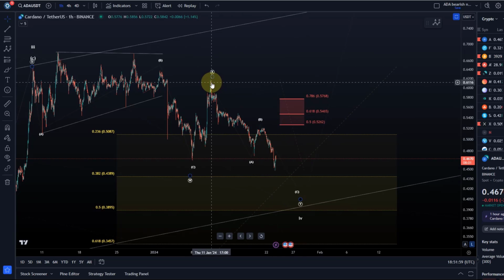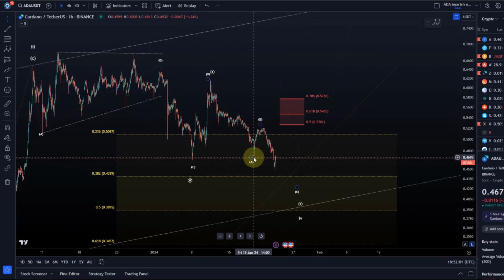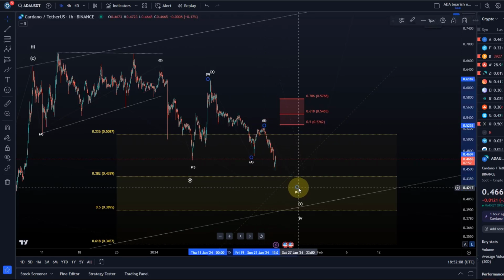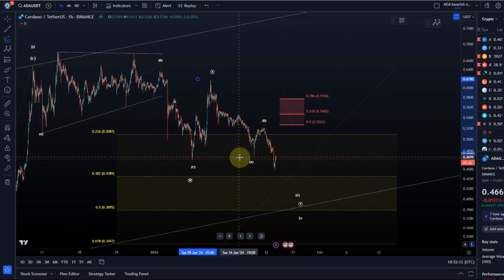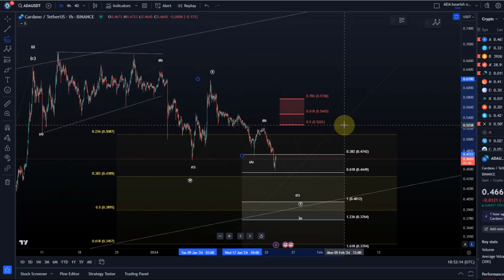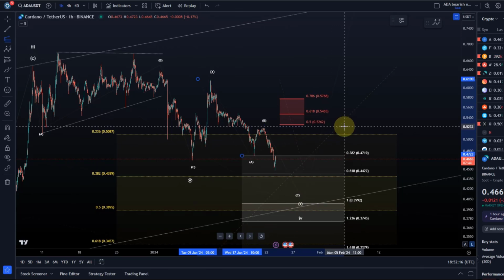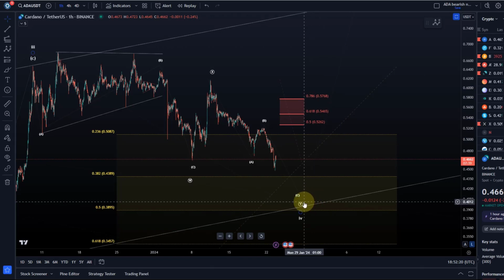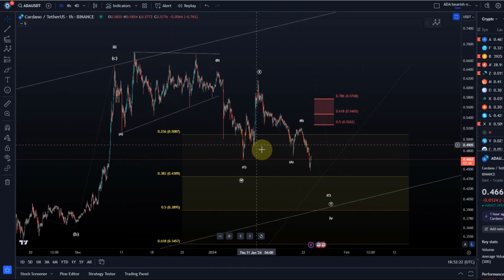I consider the decline between the 11th of January and the 19th of January the A wave. Then we had a very small B wave rally and the C wave to the downside possibly unfolding right now. That B wave is really shallow, but the 100% extension points towards 40 cents. So that's sort of ideally where it would finish, okay? Yeah, that's my update about ADA.